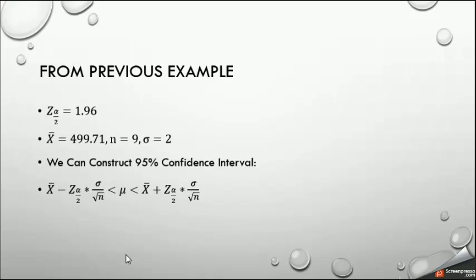We will use the same equations. We know x bar, we know z alpha over 2, we know sigma, and we know n. So we can compute all these values to get the confidence interval. Now this is our confidence interval. So what does it mean? We are 95% confident that mu is included in this interval, between 498.404 and 501.018.